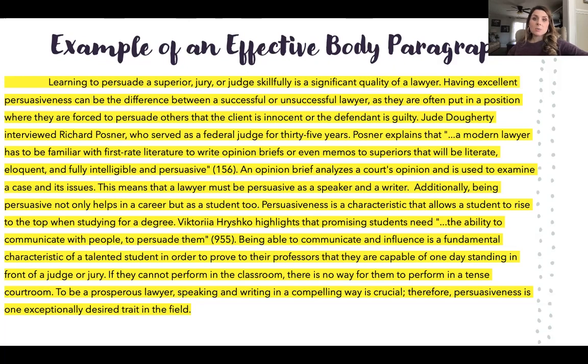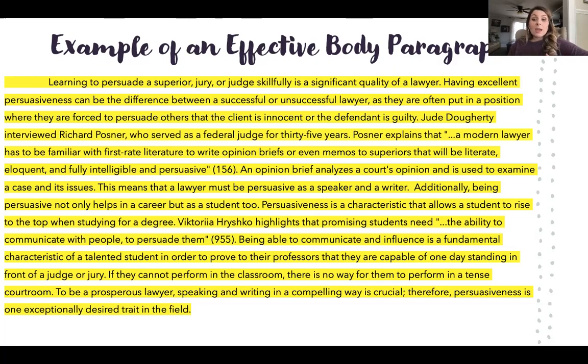It first discusses what an opinion brief is, and then it talks about why they need to be persuasive. So we see the direct connection between the research and the topic that they originally brought up. We also see that they use this really great transitional sentence to give us another reason. Additionally, being persuasive not only helps in a career, but a student too. And then they give more research to support that idea and support the thinking.